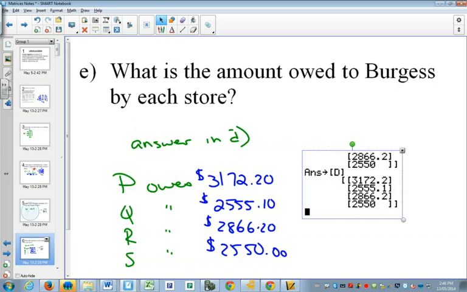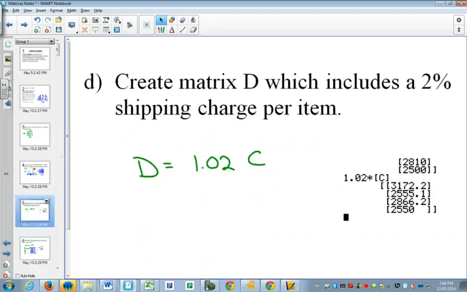Sometimes what you could do here is you could just find the shipping charge by doing times 0.02, which would just be the shipping charge, and then you could add it to the matrix before, but timesing by 1.02 is quicker.